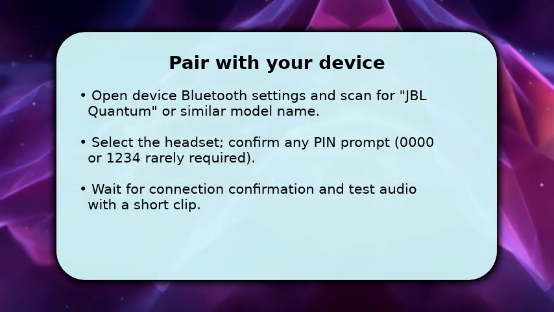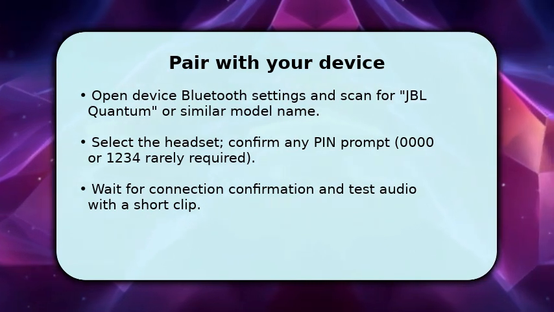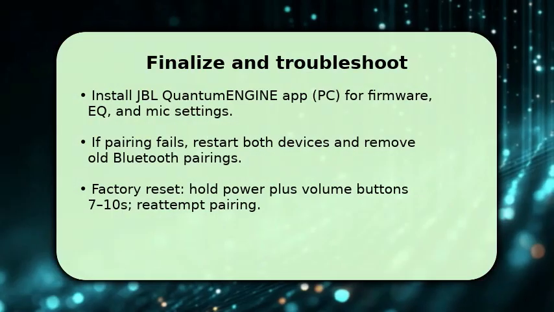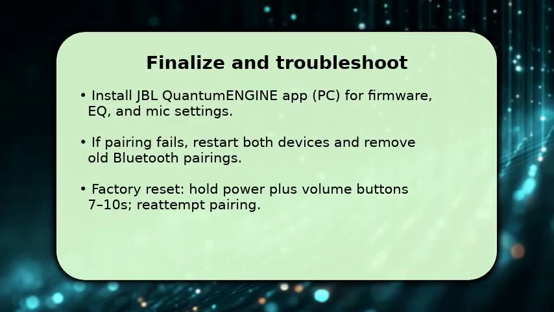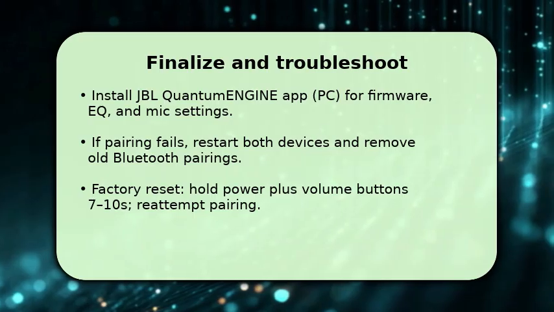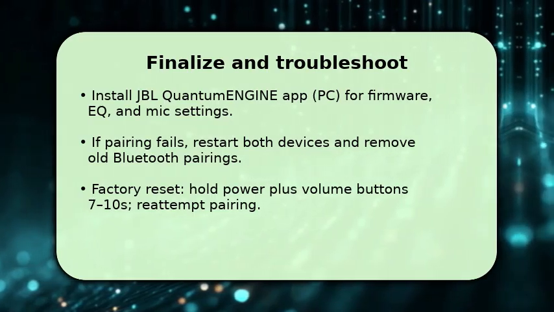Play a short sound or video to confirm left/right channels and microphone routing, and make adjustments in sound settings if needed. Finish by configuring preferences. On PC, install the JBL Quantum Engine app to update firmware, codec, and route chat audio. This optimizes latency and mic gain.